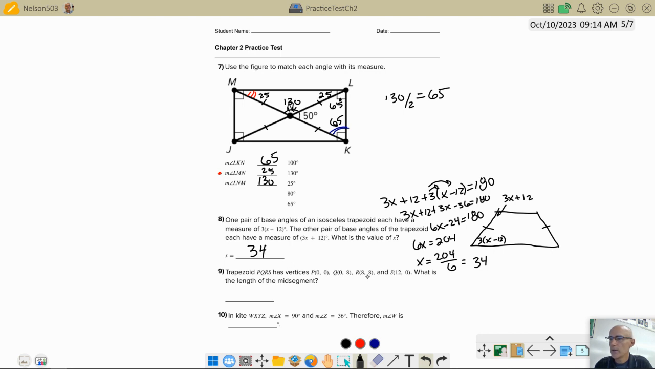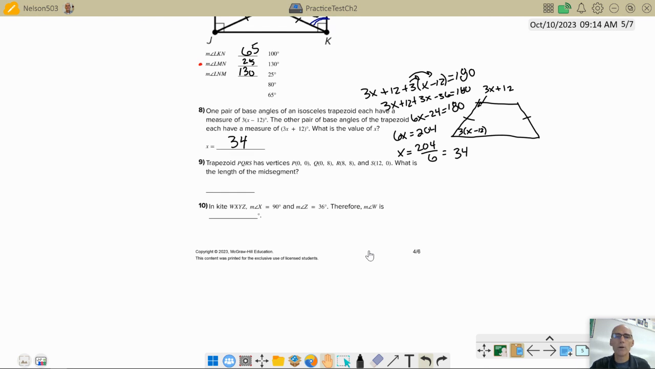Trapezoid PQRS, it has those coordinates. Find the length of the midsegment. So that means we've got to draw a trapezoid, and that's what I'm going to have all set up for you on the third video. Have it all set up so you don't have to watch me draw it, okay?